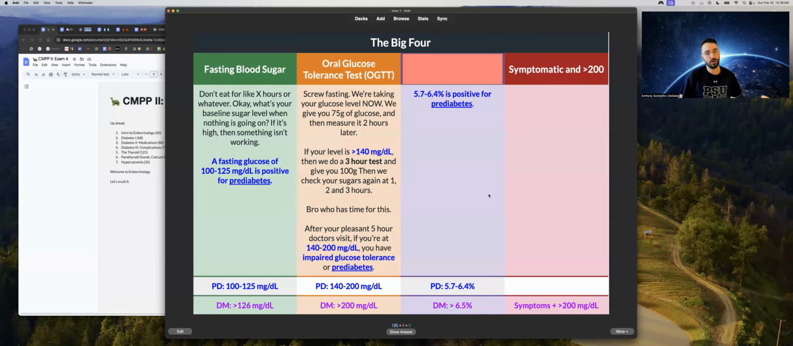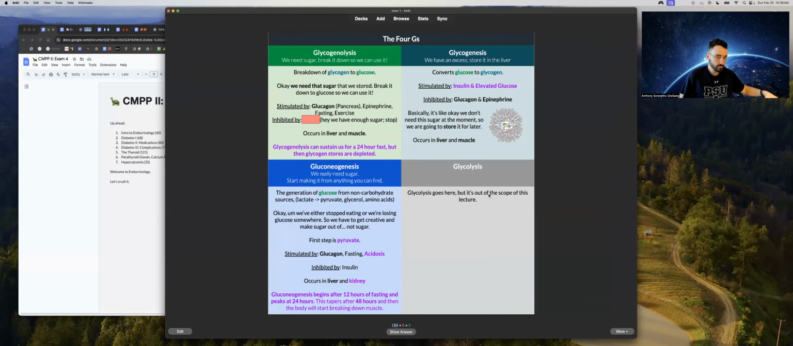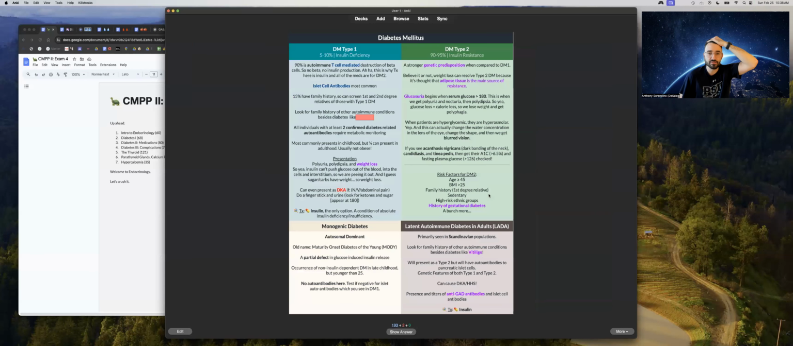The big four. A1C. What inhibits glycogenolysis? Glucose? Or the insulin? Hey, we have enough sugar. Stop. That makes sense.